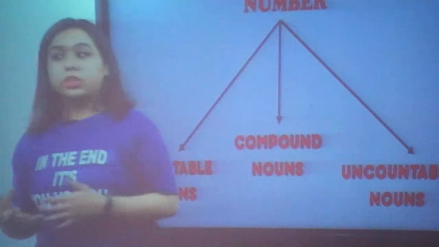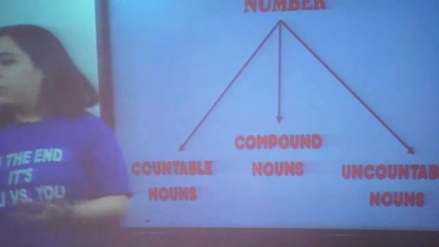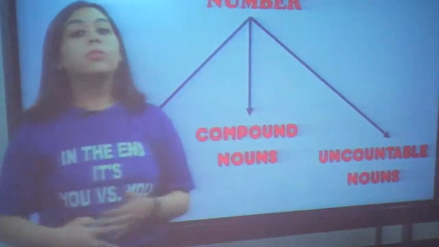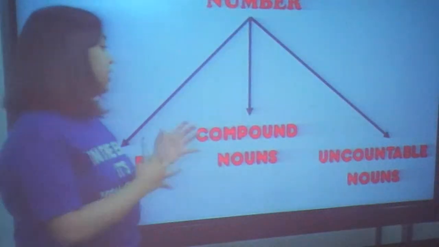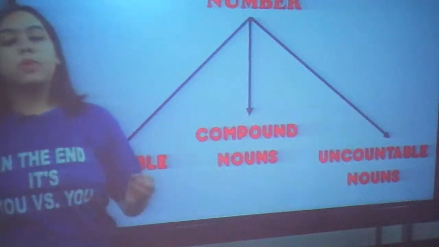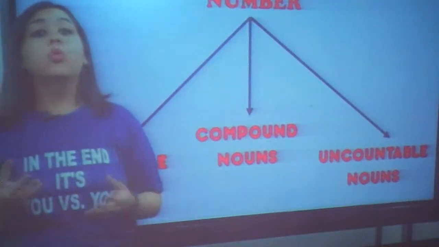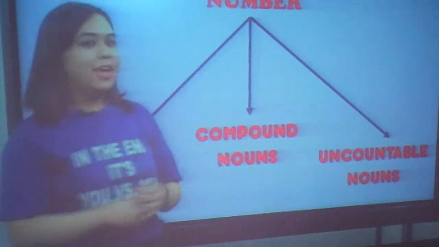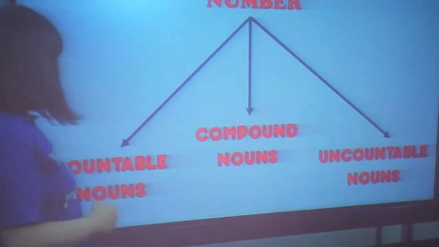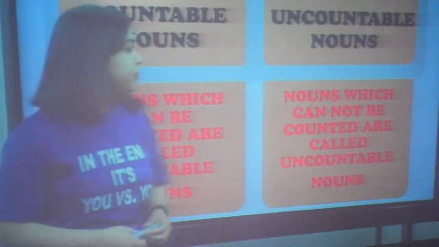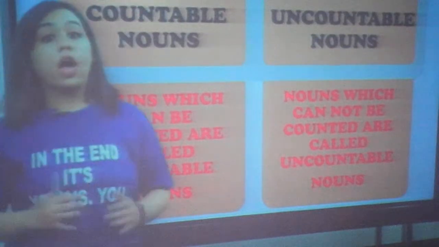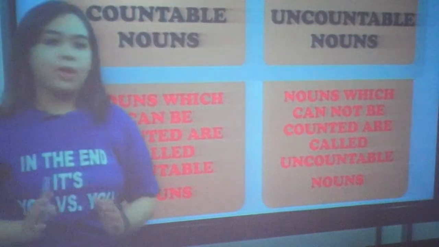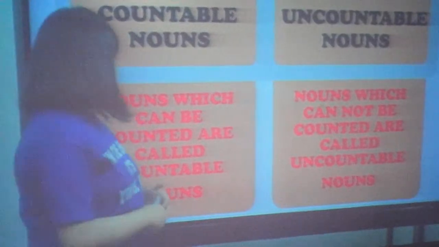As the name suggests, countable is something that can be counted, uncountable is something that cannot be counted, and compound means a noun that is made up out of two or more words. And we'll be discussing them one by one. So let's move on. Now, differentiating between countable and uncountable nouns is very important. So listen to it very carefully.